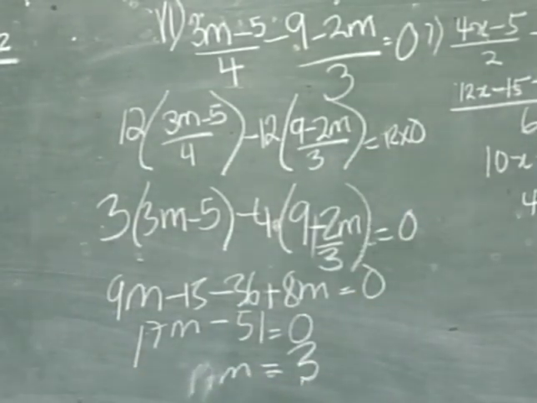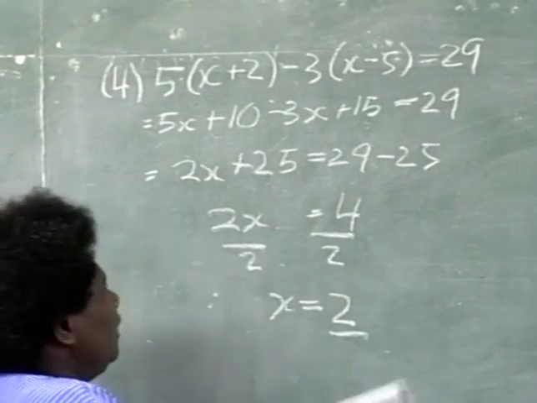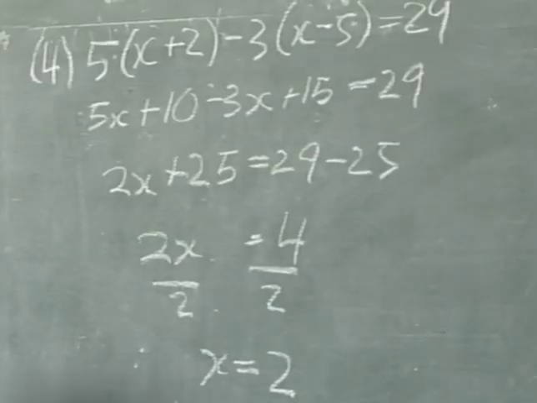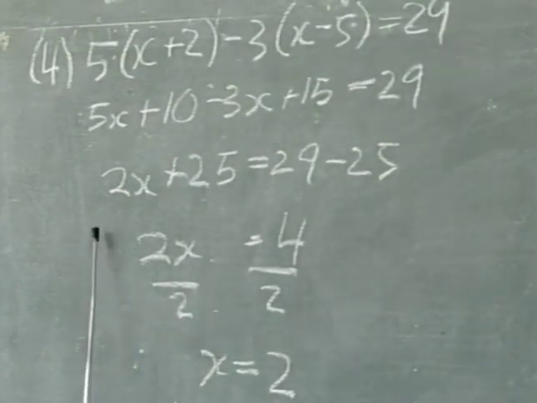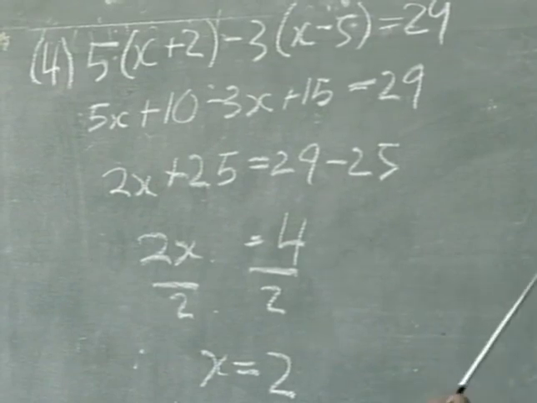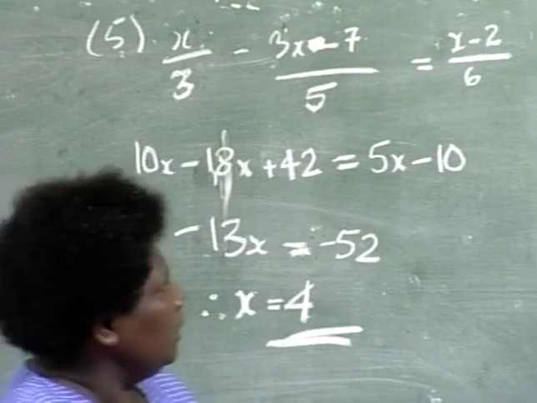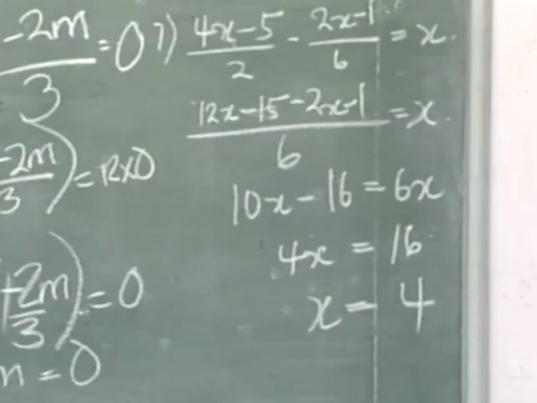Okay, let's have a look at the 4 questions. Question 4, x equals 2, correct? Okay, except that you must not have equal signs at the beginning. Really, it's supposed to be therefore. There's only one equal sign in the same line all the way through. If you want, you can put therefore. Number 5, x equals 4, correct? Number 6, m equals 3, correct also? Number 7, x equals 4. Is it correct? Oh, I don't hear yes.